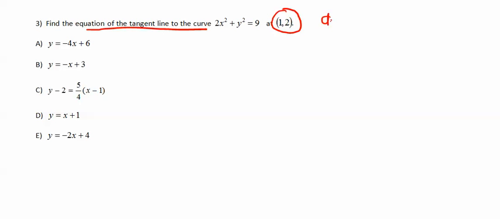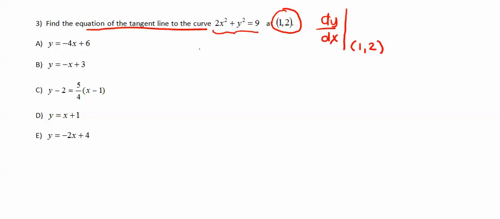And the way we find slope in calculus is dy/dx. So this means we want to find dy/dx evaluated at the point (1, 2). So we need to first of all find dy/dx, or the slope of this curve in general. So we're going to need to use implicit differentiation.